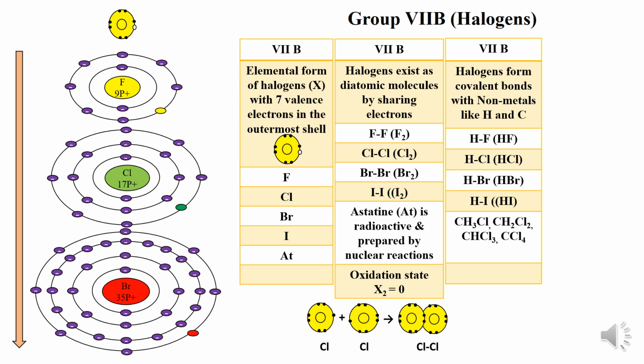And halogens tend to form covalent bonds with non-metals like hydrogen and carbon. For example, fluorine reacts with hydrogen to form hydrogen fluoride. Chlorine reacts with hydrogen to form hydrogen chloride. Bromine reacts with hydrogen to form hydrogen bromide. And iodine reacts with hydrogen to form hydrogen iodide. The other examples include halogenated hydrocarbons like methyl chloride, dichloromethane, chloroform, and carbon tetrachloride. So all these halogenated compounds involve covalent bonds in their molecules.